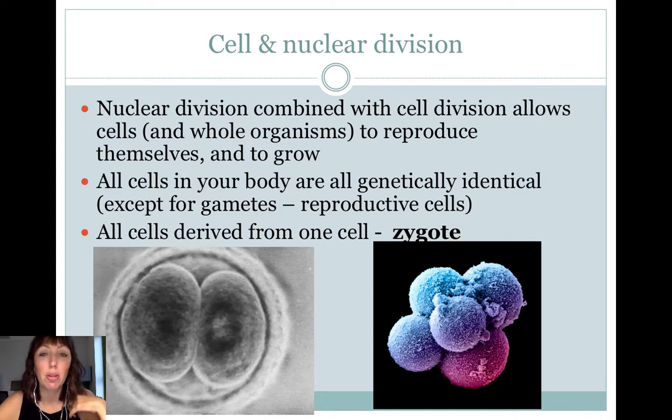reproduction. All cells in your body are genetically identical except for gametes, right? Gametes are reproductive cells, so those would be examples of eggs or sperm. So all cells are derived from one cell, which is a zygote.